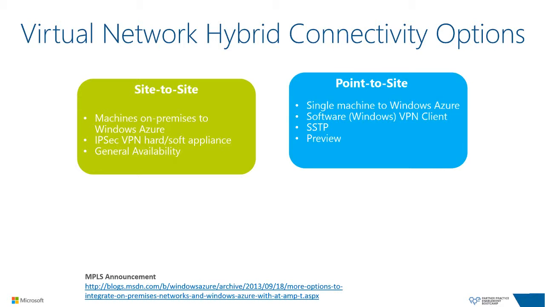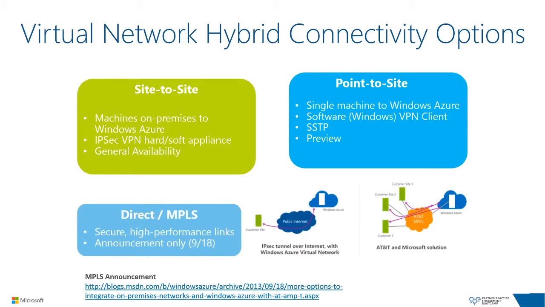This option allows you to connect multiple individual Windows-based virtual machines directly to the Windows Azure Virtual Network. The third option, which was announced in September, will allow you to connect your network to Windows Azure's network directly through a high-speed link. More information on this option can be found on the blog link below. In the next session, I'll spend much more time discussing the details of Windows Azure networking, including hybrid connectivity.